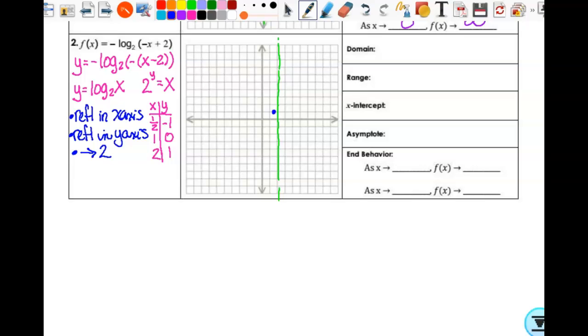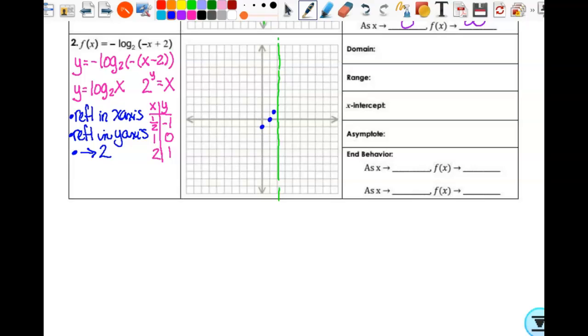Okay? So let me do that again. I started at 1/2, -1. I was right here. I reflected in the x-axis, ended up right here. Reflected in the y-axis, ended up right here, moved to the right 2. Then my next one is at 1, 0. Reflect in the x-axis, I don't go anywhere. Reflect in the y-axis, I end up over here, move to the right 2. I'm right back where I started. That happens sometimes. Then I have 2, 1. I start right here. Reflect in the x-axis, I end up right here. Reflect in the y-axis, I end up over here. Move to the right 2, I end up right here.